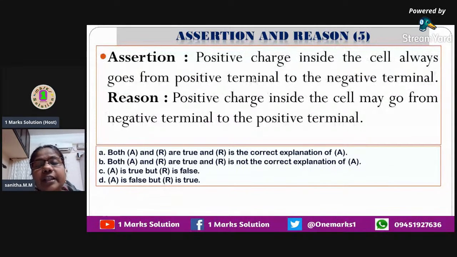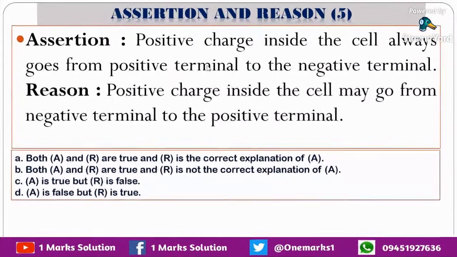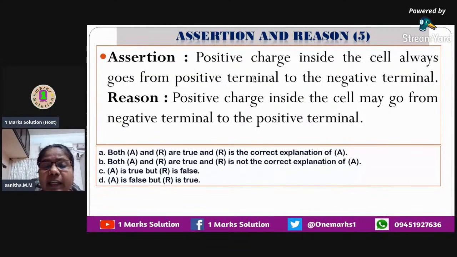Assertion: The positive charge inside the cell always goes from the positive terminal to the negative terminal. You know what the direction of the current is? From positive to negative, isn't it? And we can say the current is always opposite to the flow of electrons. Keep it in mind. The electrons are moving from the negative terminal to the positive terminal, and we get the current direction from positive to negative.